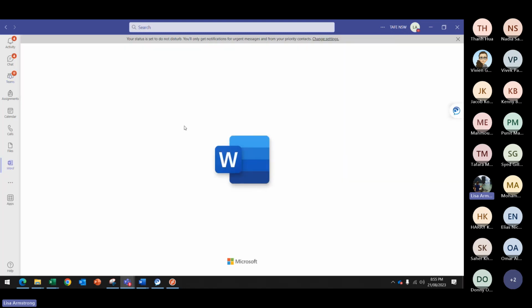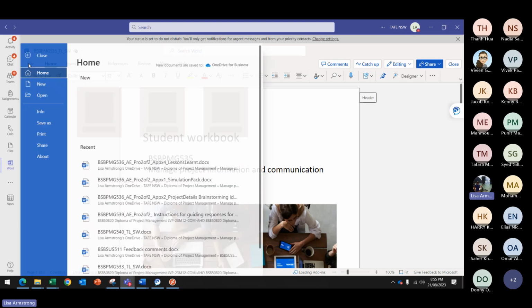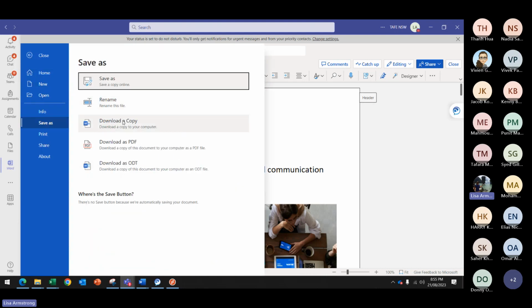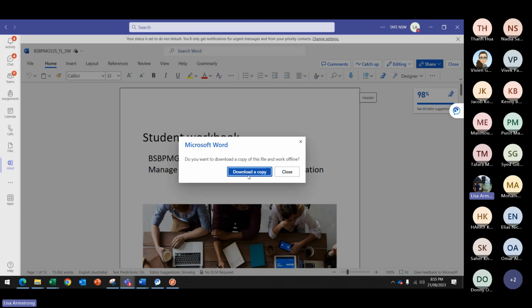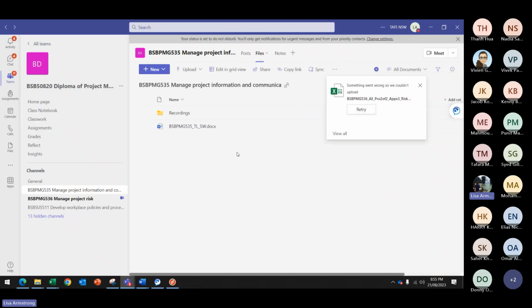Remember, as we had that chat earlier tonight, just save it. Click File and Save As, and that will allow you to download a copy to your device. Once you've done so, you can close that off, so you're not modifying the document in the Teams room, if that makes sense. It just protects everyone's work, which is good. You can save that to your device.